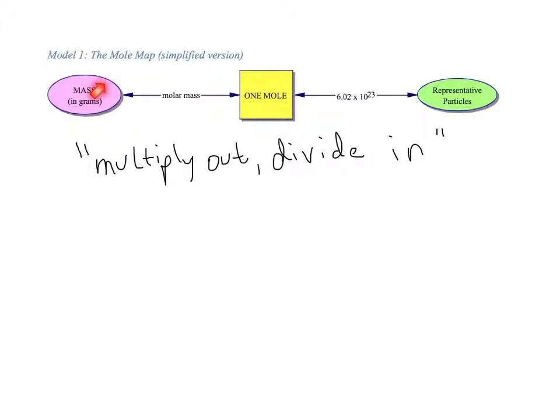And so on this side, when we go from the mole out to particles, we multiply. So over the arrows that are going out from the mole, we're going to put multiply signs. And over the arrows that are going into the mole, we're going to put divide signs. So you may want to add this to your notes. So remember when you're doing these problems that you're multiplying out and dividing in.